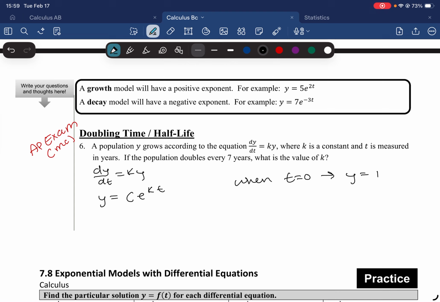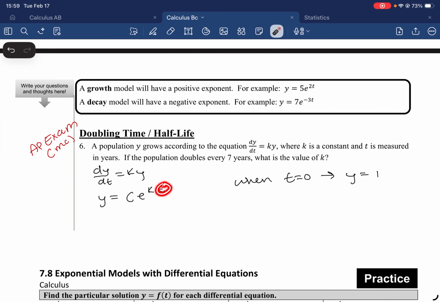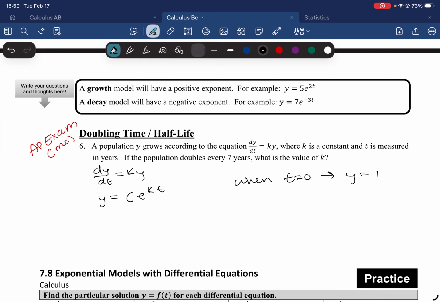Because if you plug in 0 right here, e to the 0 is 1. And 1 times c, since we don't know what c is, let's just call it 1. Okay, what this gives you is a y naught value or an initial condition. So if I was to write this, this would be y times our initial condition 1 is equal to our initial condition 1 times e to the kt. And then I would plug in the information they gave us, and it says doubles. So we know our y is going to be 2.